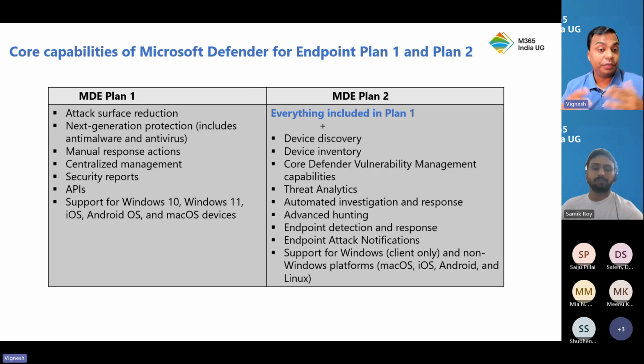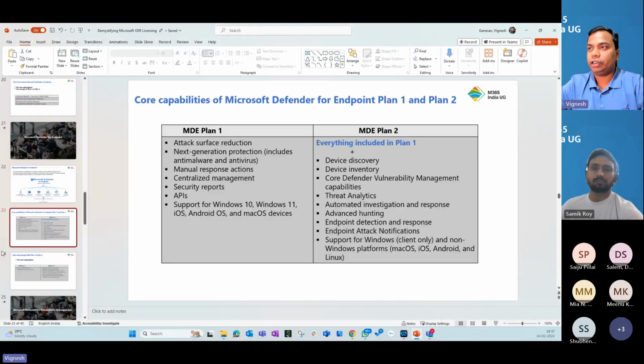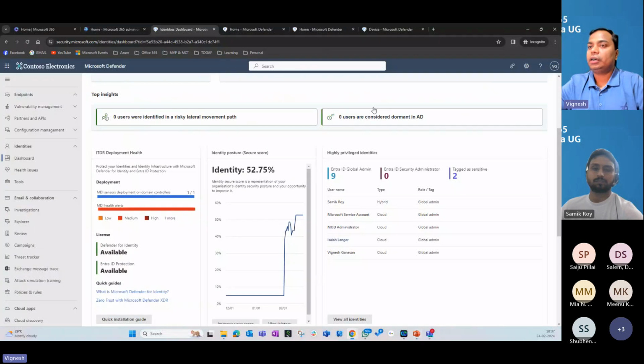Once again, your Defender for Endpoint has a Plan 1 and Plan 2 split, similar to what Microsoft Defender for Office 365 has. The MDE Plan 1 includes all these capabilities, which I was just speaking about. And your MDE Plan 2 includes everything that is there in Plan 1 and all the other things that you see here, which is your device discovery, device inventory, core Defender Vulnerability Management, and a lot goes into it. Okay, just to quickly show you a glimpse of this.